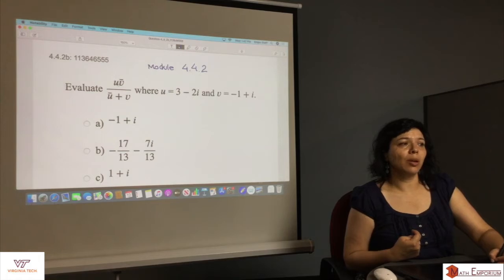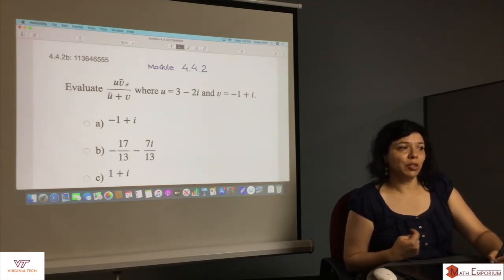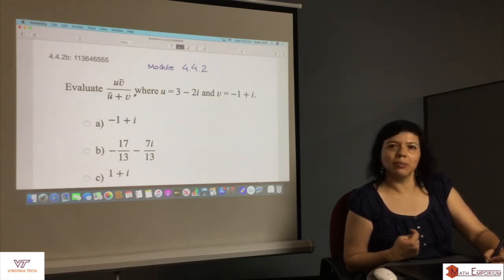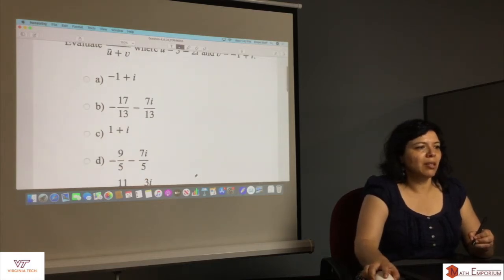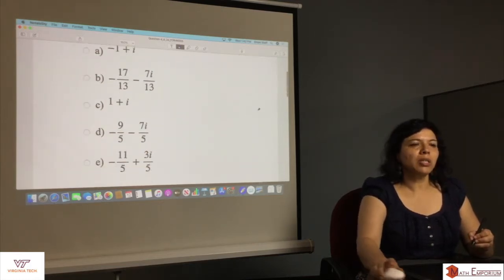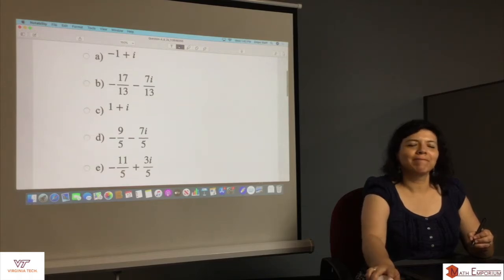So we just need to do a computation multiplying u times v conjugate and divided by the sum of u conjugate plus v. And we're going to investigate among these options which one is a solution.